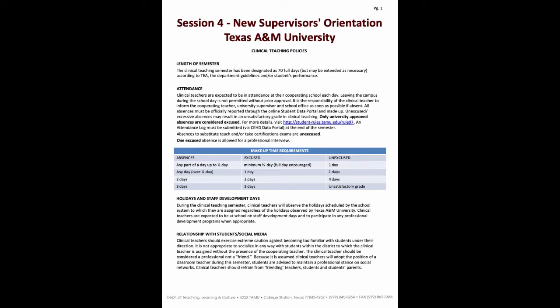Welcome to Session 4. This session addresses a wide range of specific information, requirements, and policies concerning our clinical teaching semester at A&M. We will go back and forth between the handbook and miscellaneous handouts, so have all of your hard copies assembled and in the correct order. For this first slide, you will need Handbook page 7, which is entitled Clinical Teaching Policies.